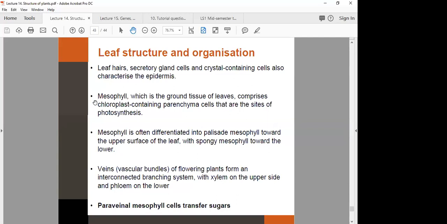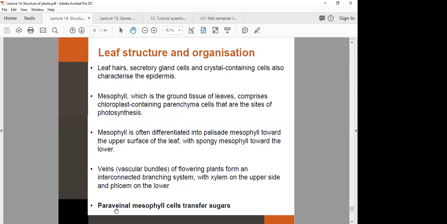We've looked at mesophyll cells. Mesophyll cells represent the ground tissue of leaves, and they comprise chloroplast-containing parenchyma cells that function in photosynthesis. Those mesophyll cells are often differentiated into the palisade mesophyll towards the upper surface of the leaf, and spongy mesophyll in the lower part of the leaf. Veins or vascular bundles of flowering plants form an interconnected branching system with xylem on the upper side and phloem on the lower side of the bundle.